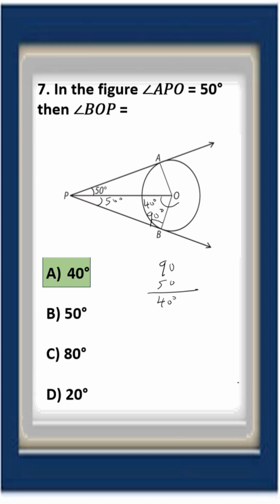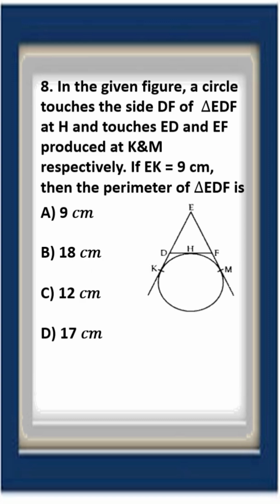In the figure, a circle touches the side DF of triangle EDF at H and touches ED and EF produced at K and M respectively. If EK is 9 centimeter, that is the tangent. Observe, this is 9 centimeter. Then the perimeter of triangle EDF is.